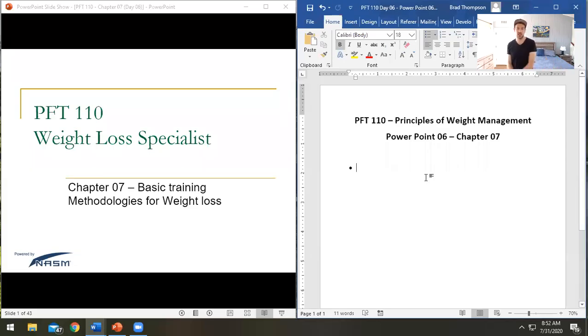So we are looking at chapter 7 here of our WLS manual. This is going to be our 6th day. And so we are taking a look at basic training methodologies for weight loss. So we are going to dive a little bit into the OPT model today, which is great. And then we're going to use that to kind of frame up everything.